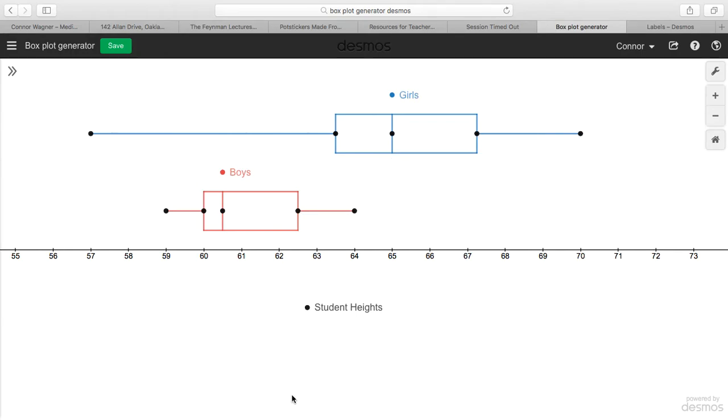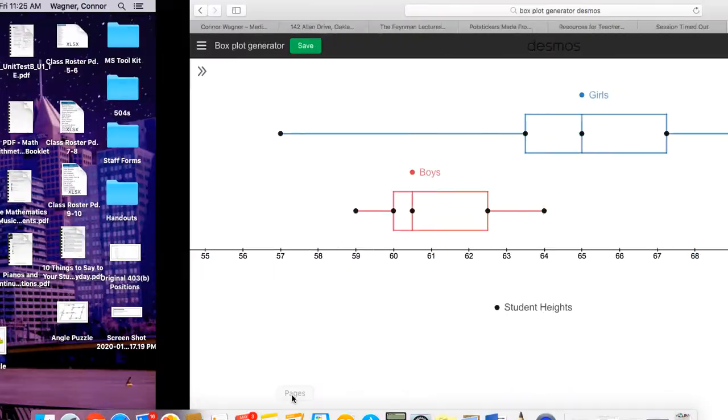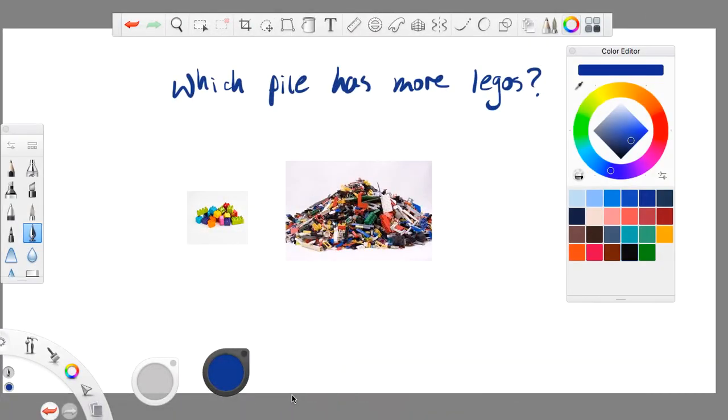Now, there's one more common mistake that sixth graders make, and I want to show you something real quick. Oops, let's go here. All right.